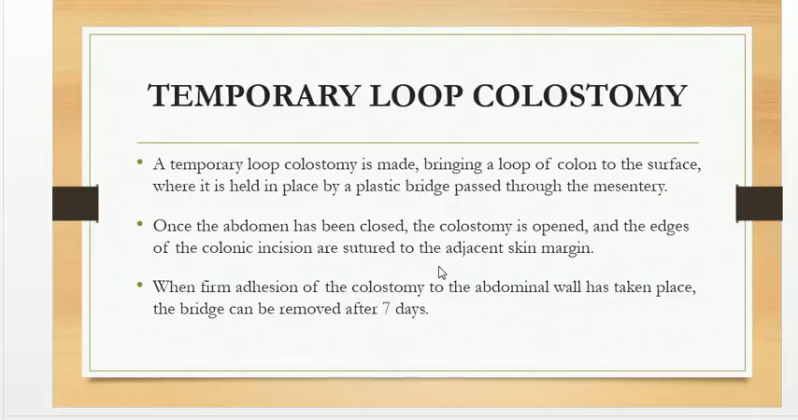A temporary loop colostomy is made by bringing a loop of colon to the surface, where it is held in place by a plastic bridge passed through the mesentery, and I will explain how that is done. Once the abdomen has been closed, the colostomy is then opened. That means the laparotomy wound is closed first, and then the colon is opened, and the edges of the colonic incision are sutured to the adjacent skin margins. When firm adhesion of the colostomy to the abdominal wall has taken place, that means the fibrinous adhesions have formed into fibrous adhesions, then the bridge can be removed after about 7 days. The bridge which we placed through the mesentery underneath the loop is there so that it is not retracted inside. So this is one way of securing the colostomy.